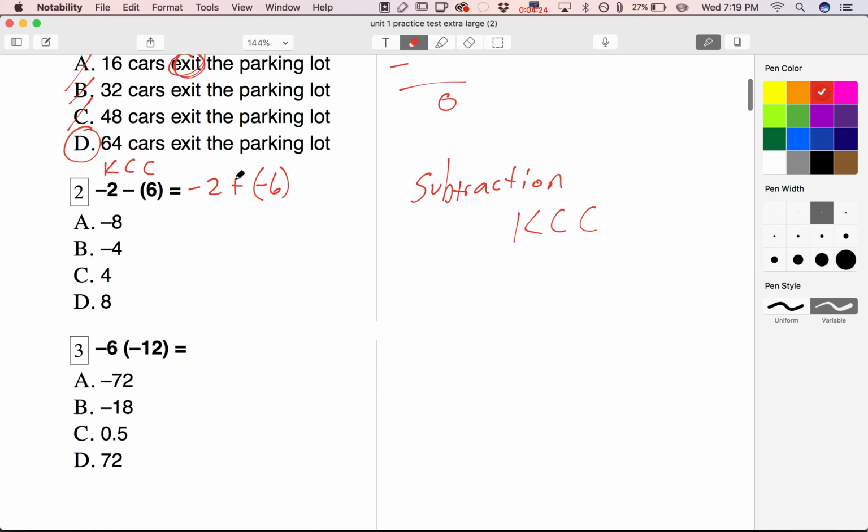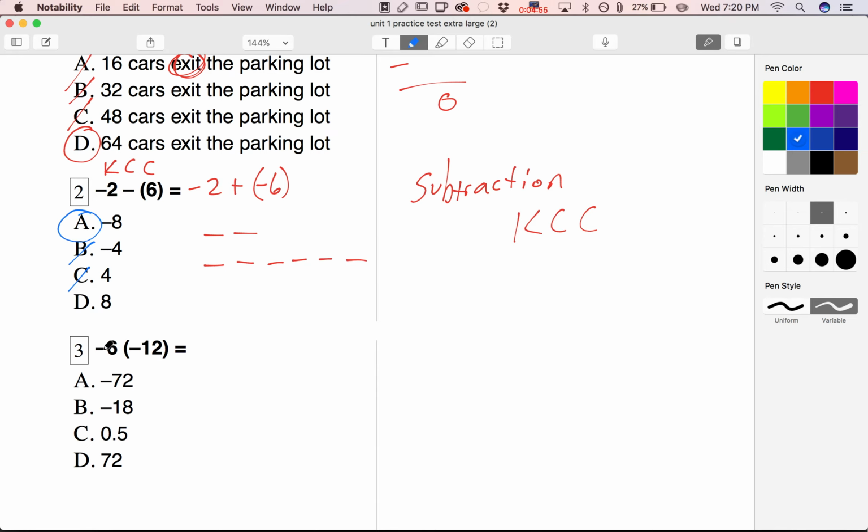Now that I have this as addition, I can use my algebra tiles. Let's keep with red, and show me 2 negatives. So 1, 2. Now show me 6 negatives. 1, 2, 3, 4, 5, 6. We have to count them up. So we have 1, 2, 3, 4, 5, 6, 7, 8. So I know it has to be 8, but is it negative or positive? Well, we were dealing with negatives, so it's definitely A.